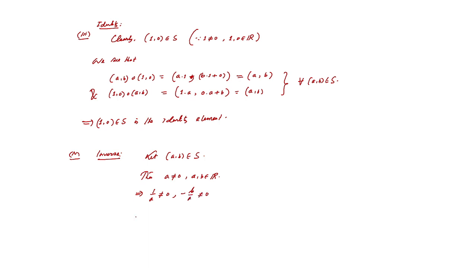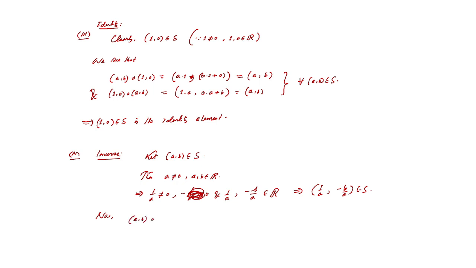that implies 1 by A is also non-zero, and minus B by A is also a real number. So 1 by A is non-zero, and (1 by A, minus B by A) both belong to real numbers. Hence we can say (1 by A, minus B by A) belongs to S.